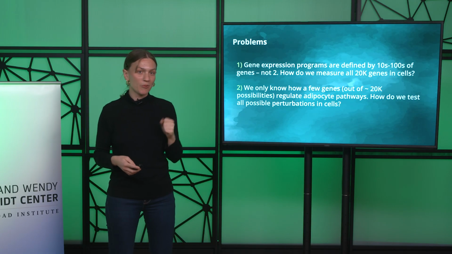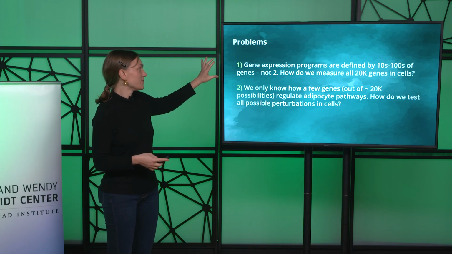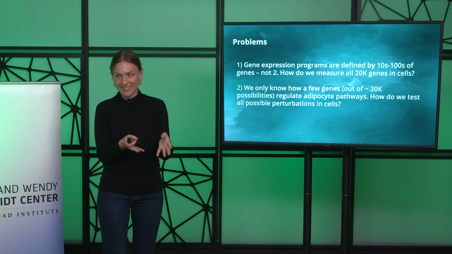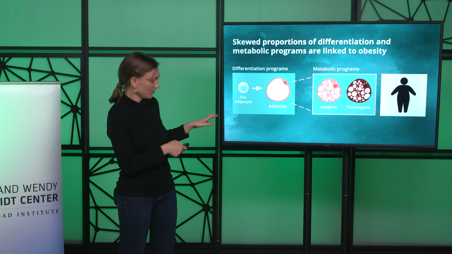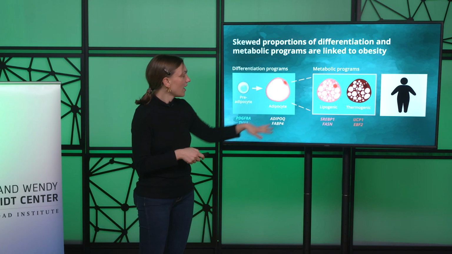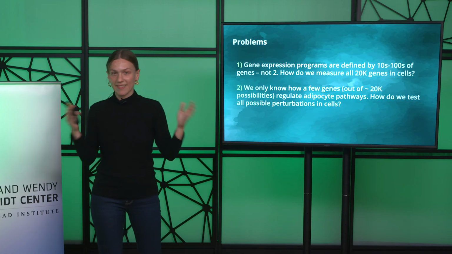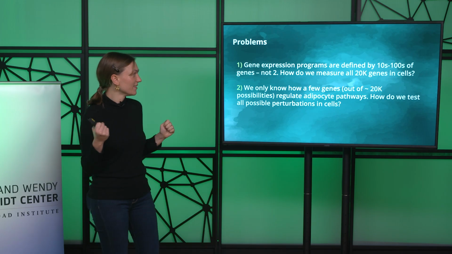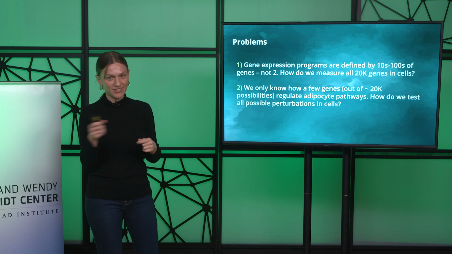But really, what we would like is, first of all, to understand not just a few genes that are switched on or off in each of these different cells, but actually to be able to measure all 20,000 genes that are in the human genome and understand what their relationship is to each of these identities.